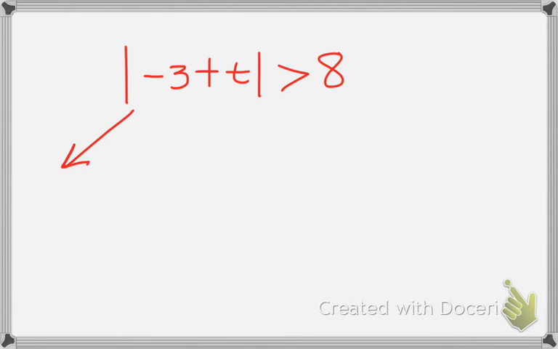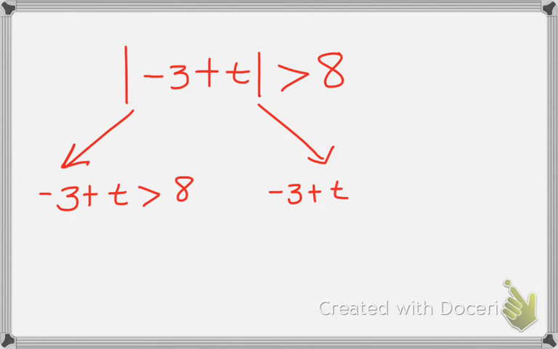So someone give me the positive inequality. Good. -3 plus t is greater than 8. Good. What's the negative going to look like? So the -3 plus t stays the same. Now it's going to be a -8. But you have to remember to do one thing when you go to your negative version when doing an inequality with absolute value. You have to remember to flip the sign.